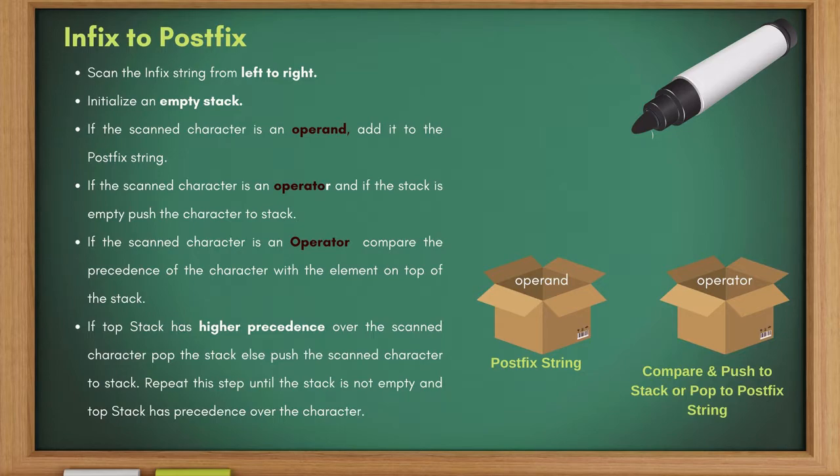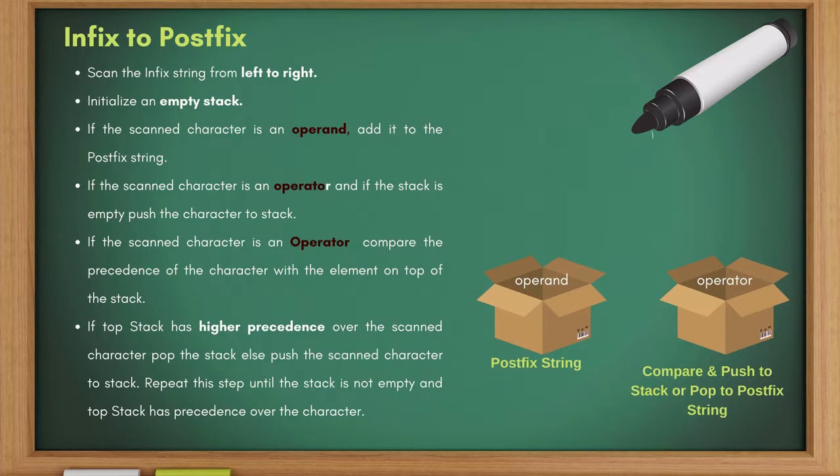If the top of the stack has higher precedence over the scanned current character, we need to pop the stack, else we need to push the scanned character to the stack. We need to repeat this step until the stack is empty or the top of the stack no longer has precedence over the character. Let's start solving an example to understand the process of infix to prefix clearly using the steps of converting infix to postfix.